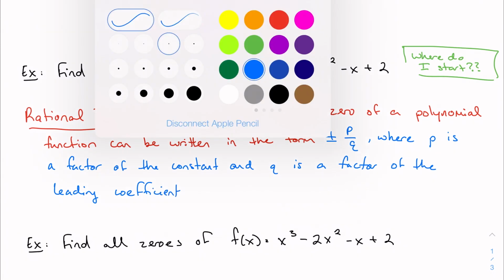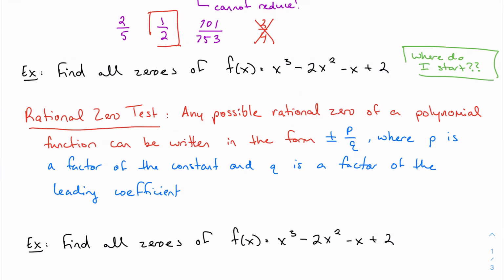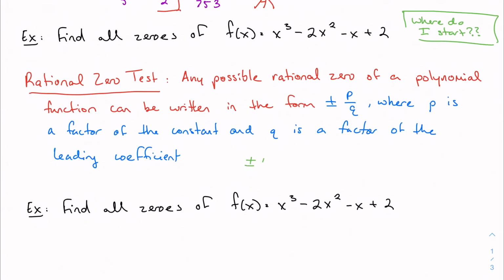So I'm looking for all possible ratios, plus or minus p over q, all these possible combinations of factors of the constant divided by factors of my leading coefficient. That's all this is saying. The key word I said before is possible.